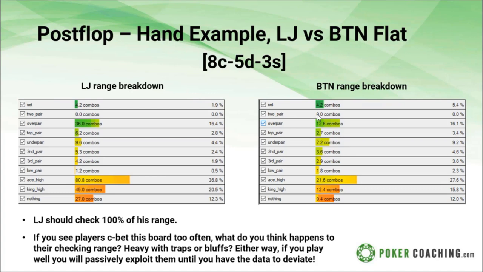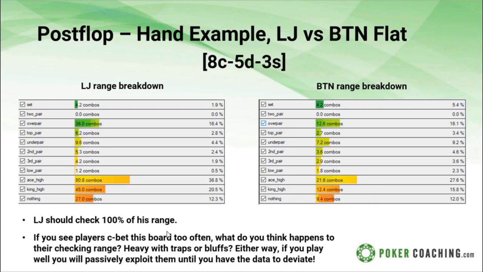So we'll take 8-5-3, for example. This is once again low jack open versus button flat. And let's just look at how our whole range breaks down on this. We have about 70% of our range ace high and worse, which leaves like 30% for low to middle pairs, and then a few nutted type hands of sets and overpairs, versus the button range, that although they have less combos of overpairs and similar combos of sets, it makes up a larger portion of their range, right? Their range is 5.4% sets, ours is 1.9, and they have much less junk on this board. Much less ace high, king high, nothing.